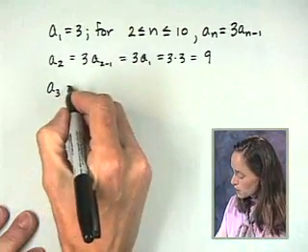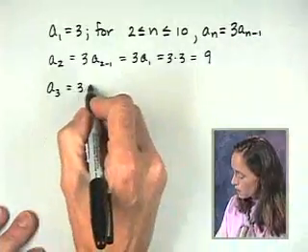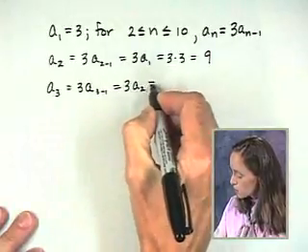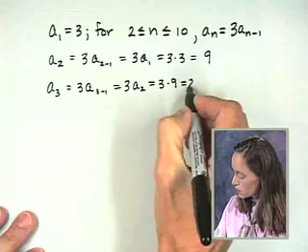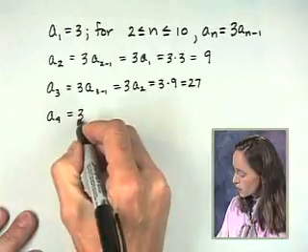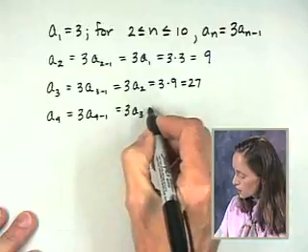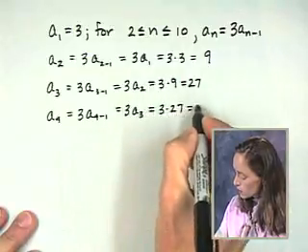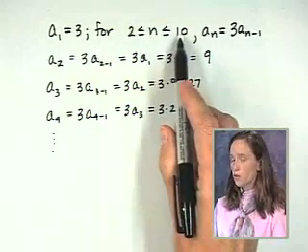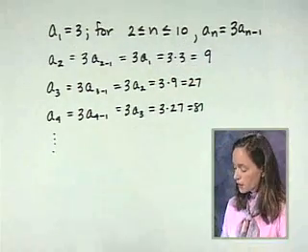The next term, a sub 3, again using this formula, a sub 3 is 3 times a sub 3 minus 1, which is 3 times a sub 2, which is 3 times the 9 I just found, or 27. If I continue, a sub 4 is 3 times a sub 4 minus 1. That's 3 times a sub 3, which is 3 times 27, or 81. Now I could write out all the terms, but I know that the last value I'm allowed to choose is 10. That's going to make this a finite sequence.